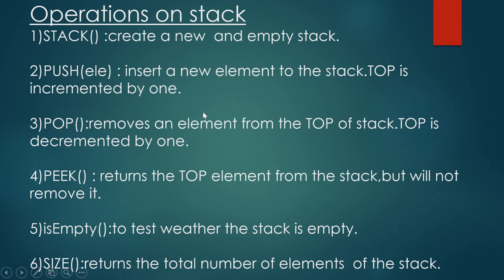Deleting one element from the stack, or removing the element from the stack, is called pop operation. In pop operation, top is decremented by 1. Then the fourth operation, peek. Peek returns the top element from the stack, but it is not removing it. The difference between pop and peek is that pop removes the top element, but peek does not remove it; it returns the top element from the stack.